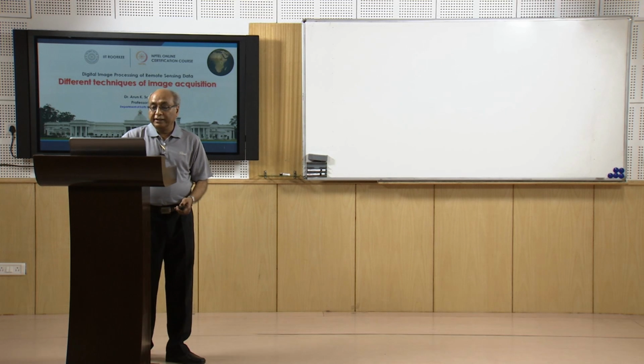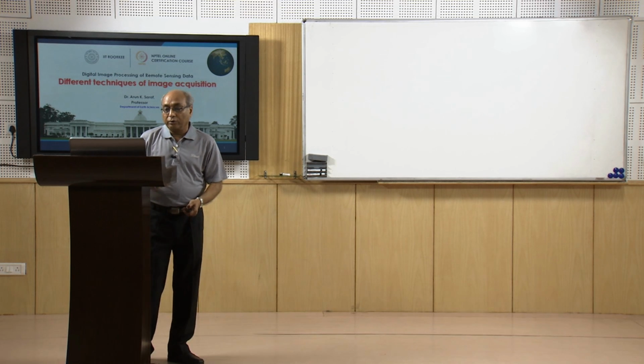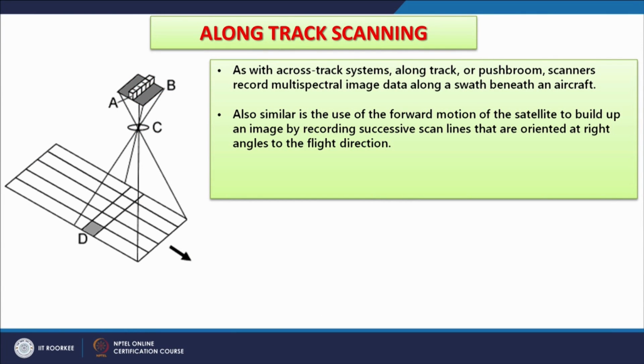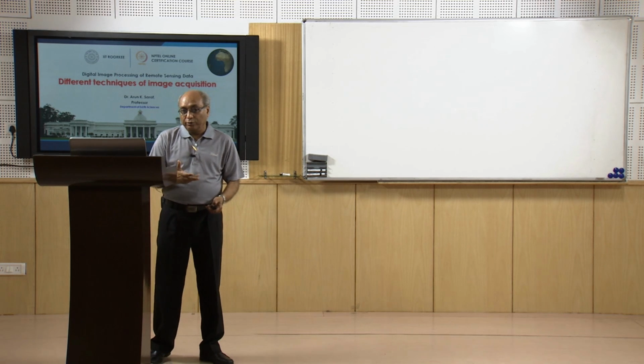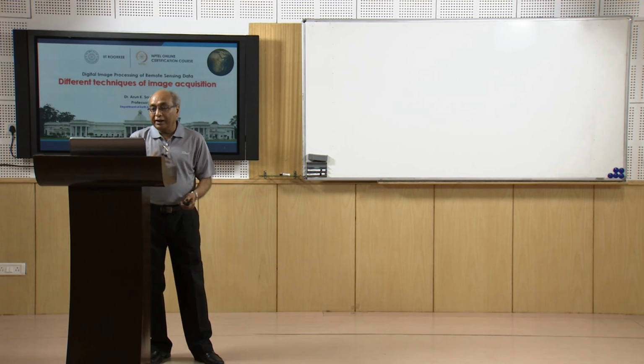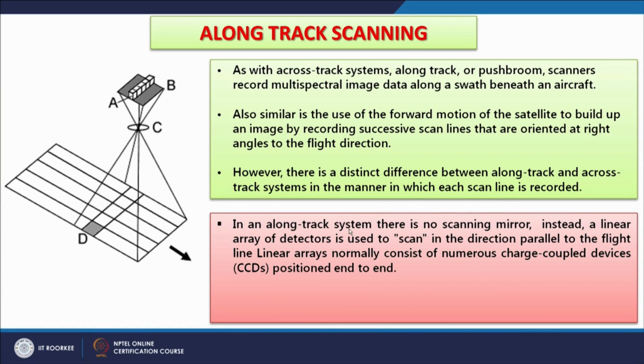Along track scanners, like the cross track system, or push broom scanners, record multispectral image data along a swath beneath an aircraft. So instead of in a different direction, it records just below, and you have an array here which records the data. It also similarly uses the forward motion of the satellite to build up an image by recording. So instead of moving anything, it exploits the movement of the satellite and keeps recording. So you have removed one more optomechanical arrangement. The optical arrangement might be there, but the mechanical arrangement is not, and therefore such sensors are also very popular. However, there is a distinct difference between along track and across track systems in the manner in which each scan line is recorded. In the along track system, there is no scanning mirror.